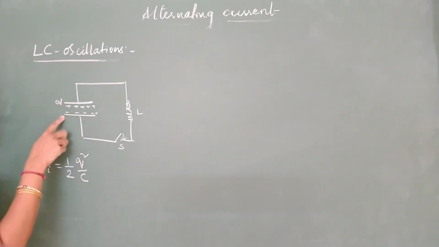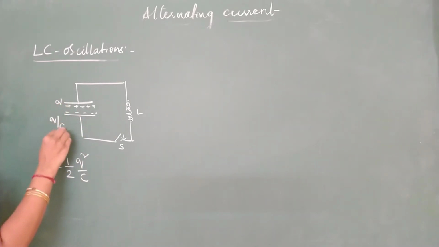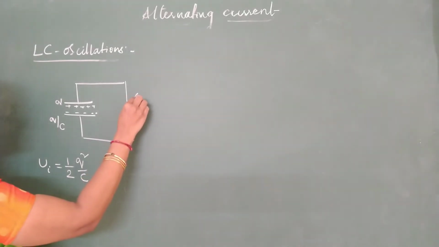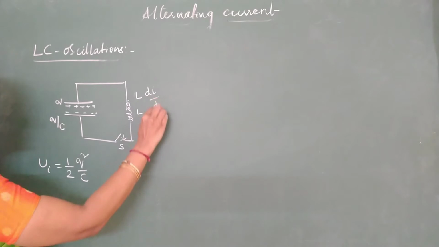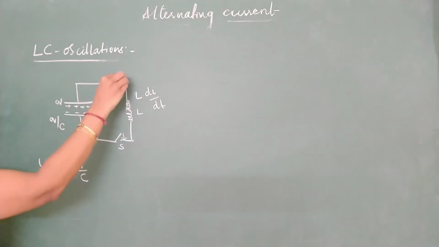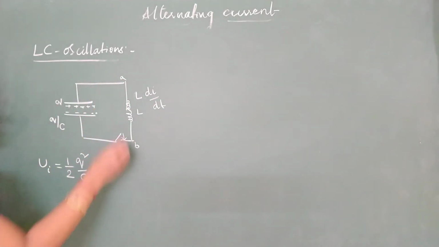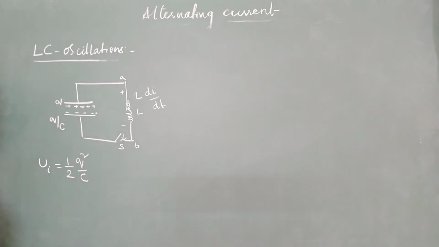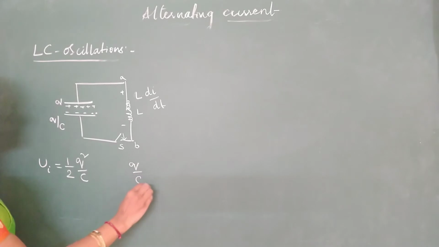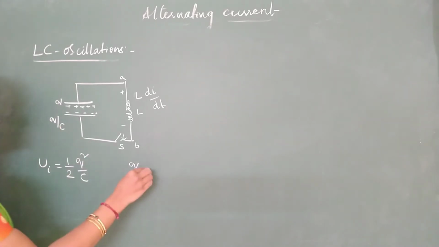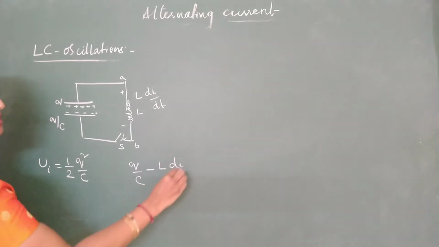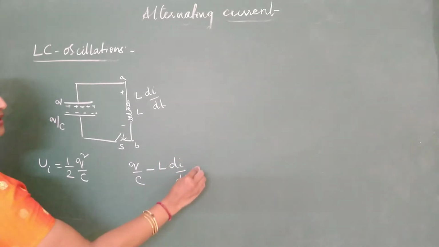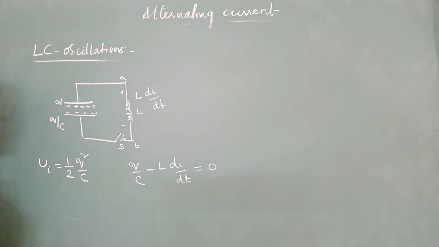Okay, the potential drop across the capacitor is Q by C, and we know potential drop across inductor is L into di divided by dt. Okay, so since capacitor is discharging, if I name these 2 points as A and B, this will be plus and minus. So apply Kirchhoff's law: Q by C, potential drop across the capacitor, minus, positive to negative, L into di by dt should be equal to 0.